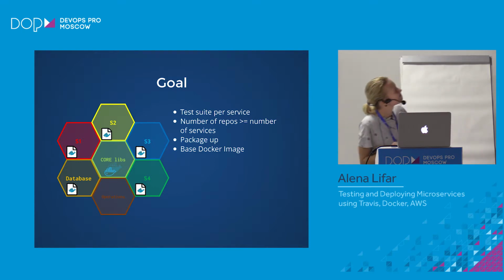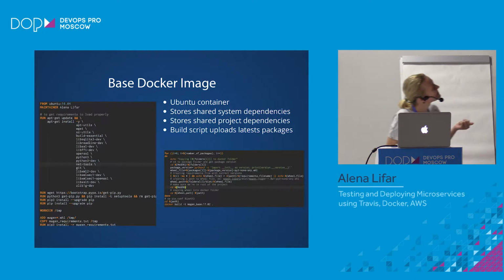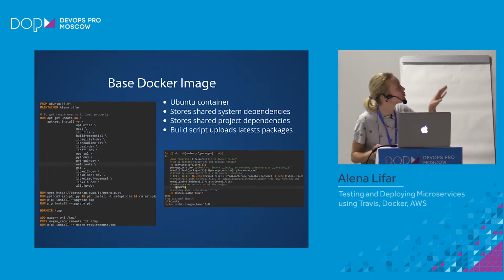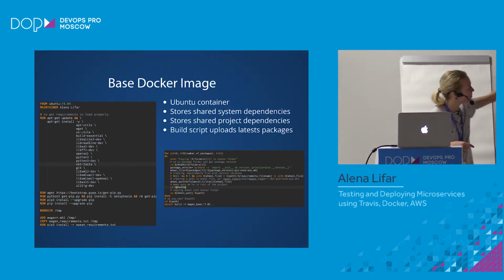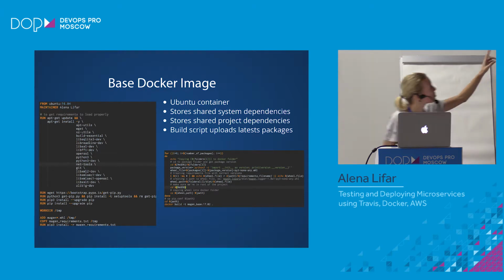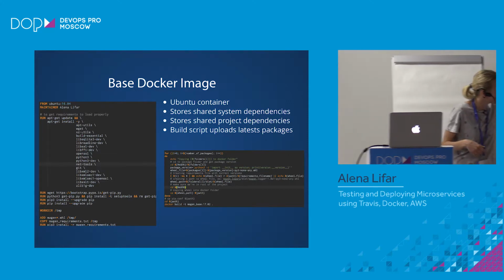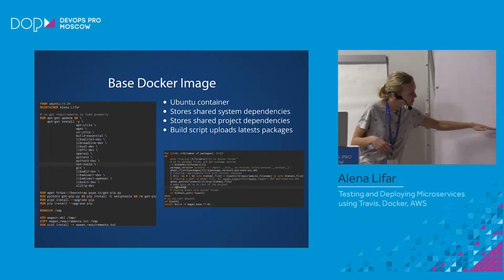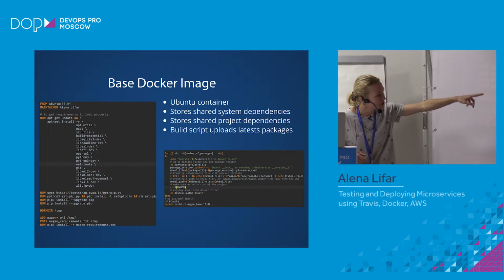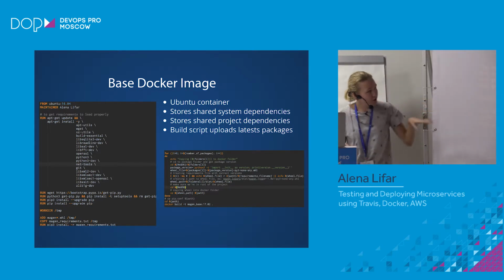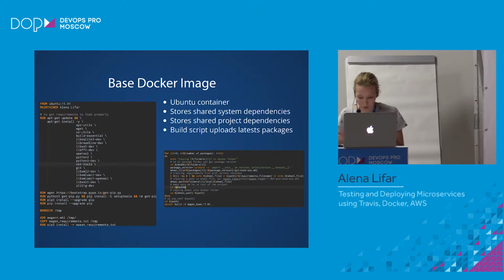So this is a base Docker image. To the left of you is a Docker file for core. You probably can see that it's based on Ubuntu 16.04. We're installing the standard libraries there and also installing the Maven dependencies. And to the right of you, you can see the build scripts that make sure that only latest versions go inside the base image.